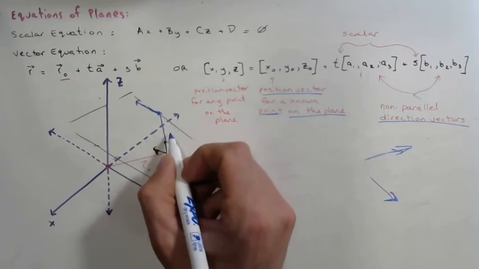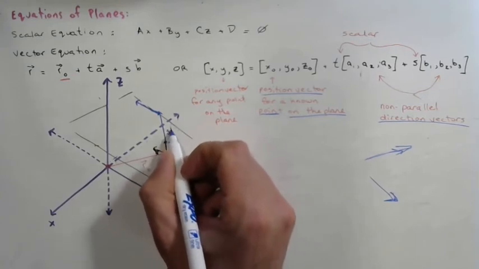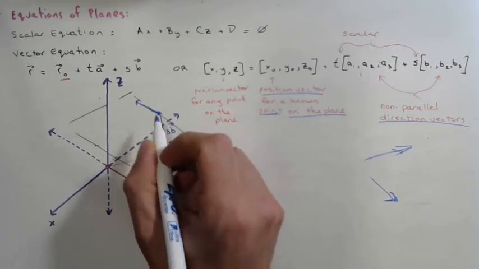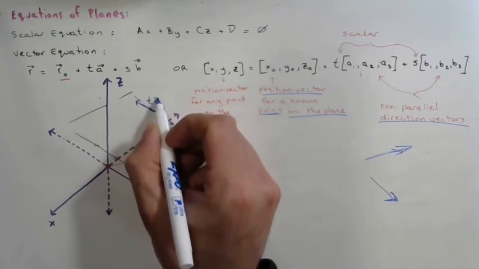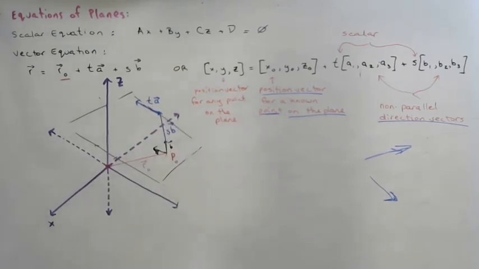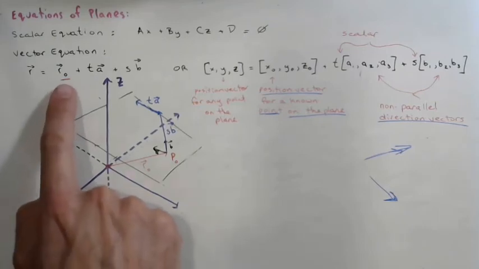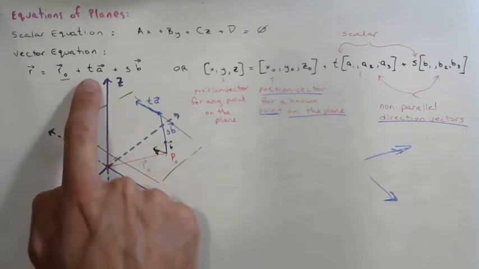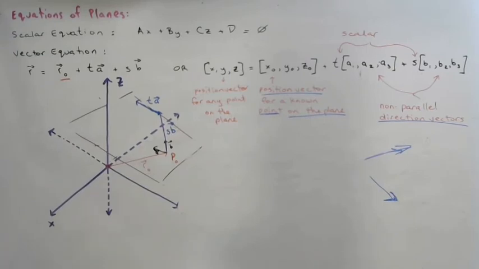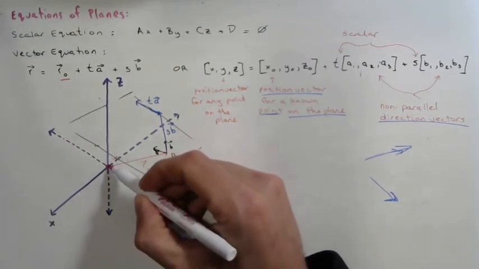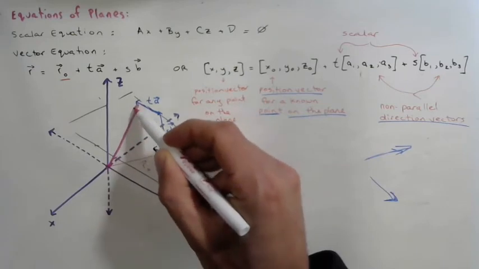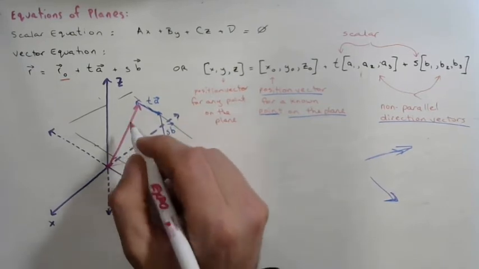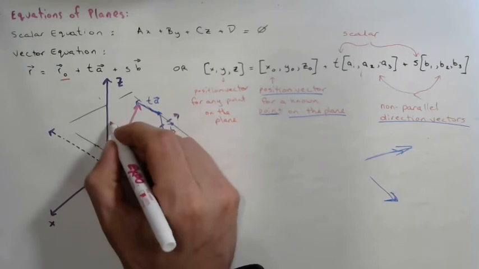So now what do I have? Here is S times B, and here is T times A. And if I add all those guys up, if I go the resultant of R naught plus TA plus SB, well, what do I get? I get this direction vector right here. Okay? This is the vector r.